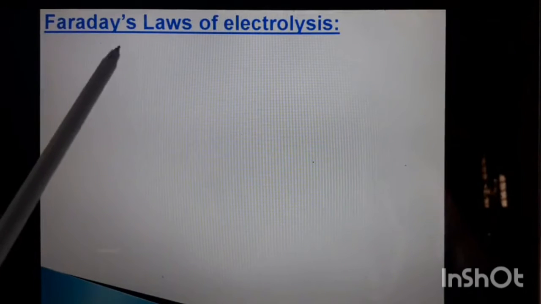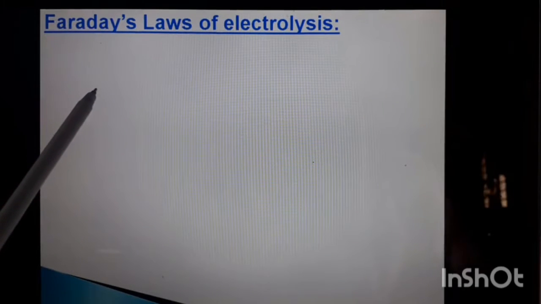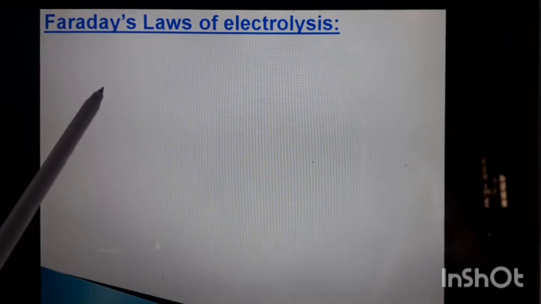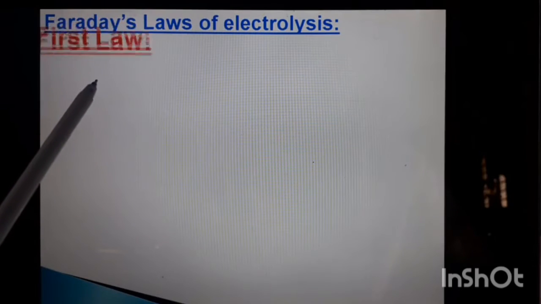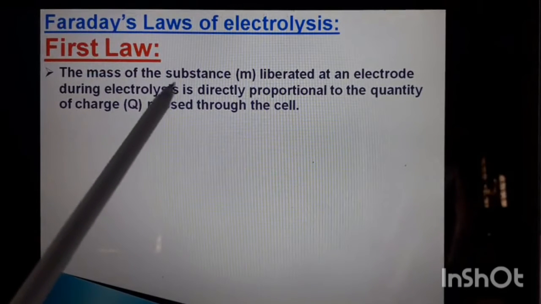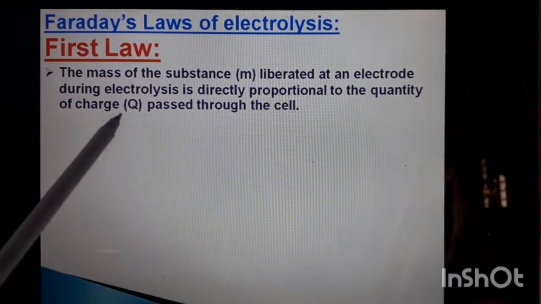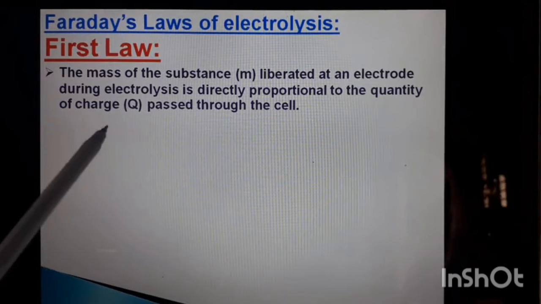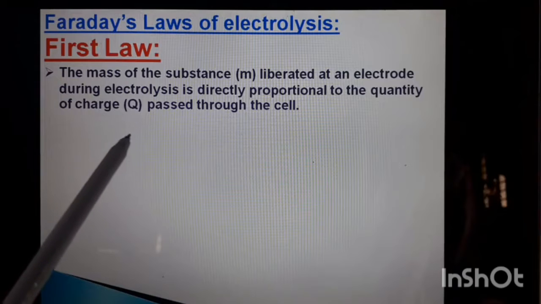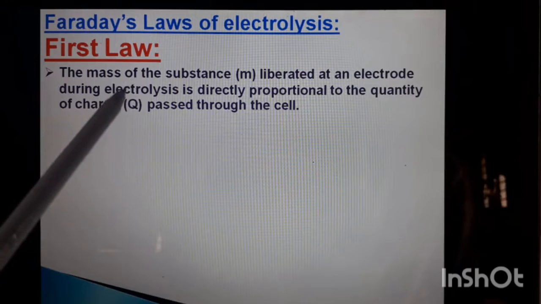Next, Faraday's law of electrolysis. This is a very, very important 5-mark question in this chapter. They frequently ask this question. Now, the first law: the mass of the substance liberated at the electrode during electrolysis is directly proportional to the quantity of charge passed through the cell. This is the first law.